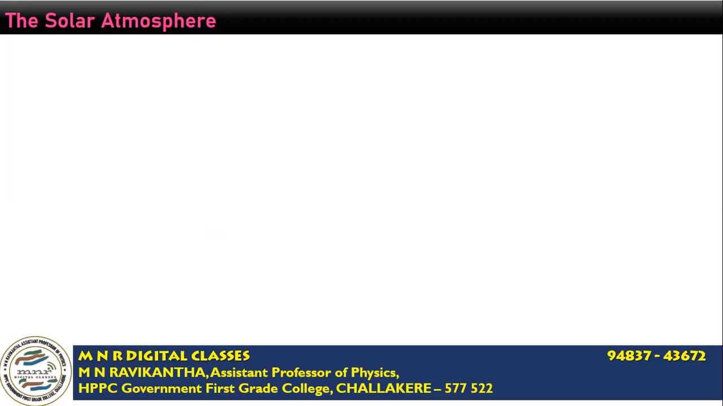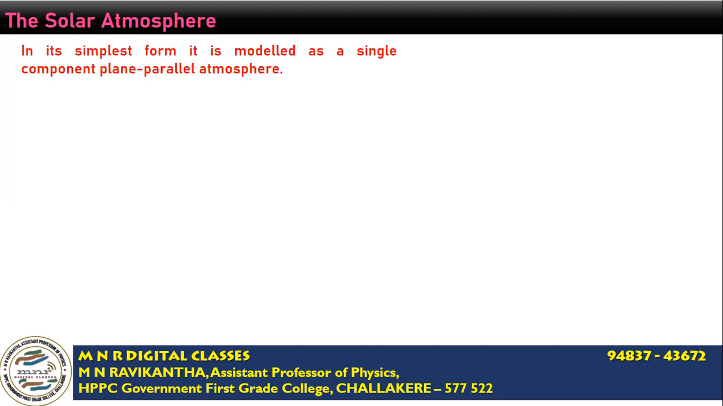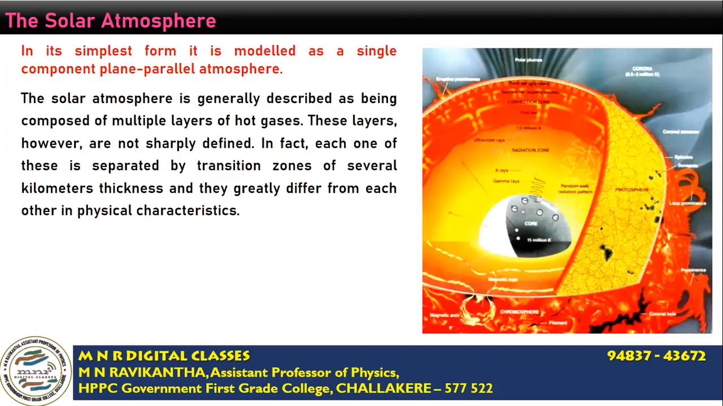The next one is the solar atmosphere. This is the essence of this entire lecture series. In its simplest form, it can be modeled as a single component plane parallel atmosphere. That is, the solar atmosphere is generally described as being composed of multiple layers of hot gases. In this plane parallel model, we divide the atmosphere into multiple layers of hot gases.